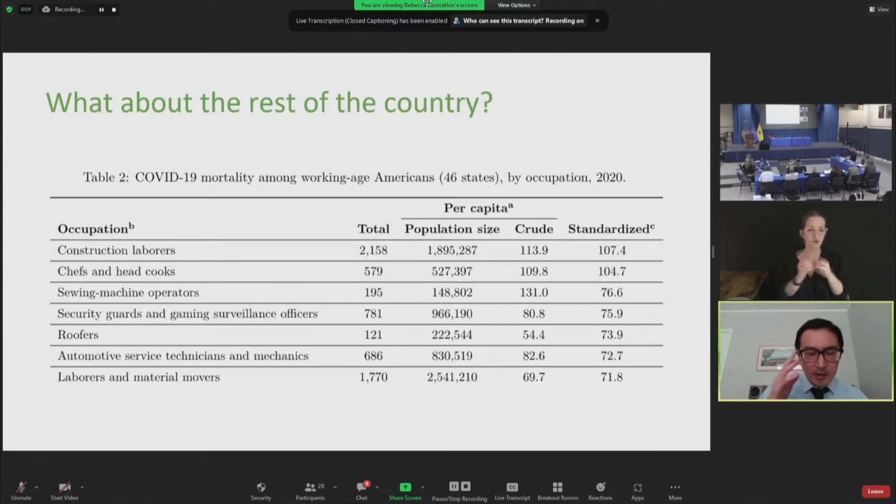This is showing just a little snippet of our analysis at the national level for specific occupations, and very, very similar specific occupations coming up as we saw for the California analysis. Next slide.